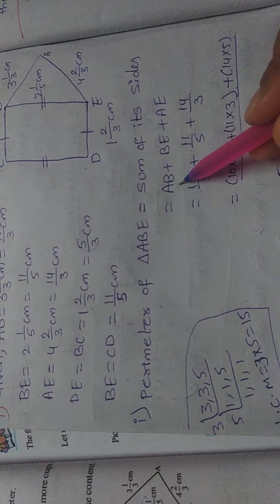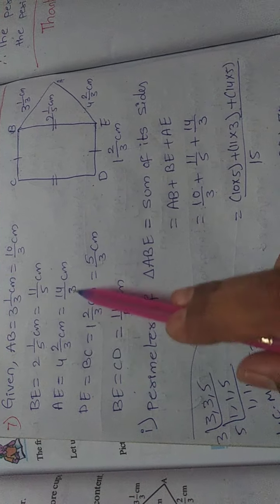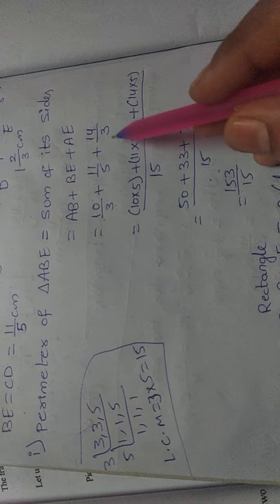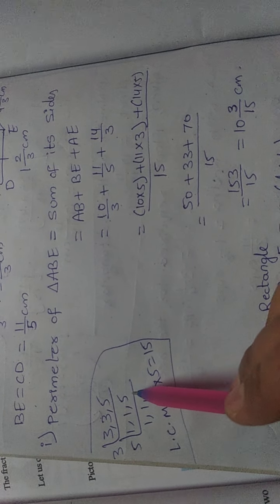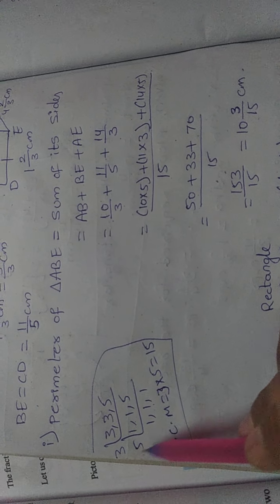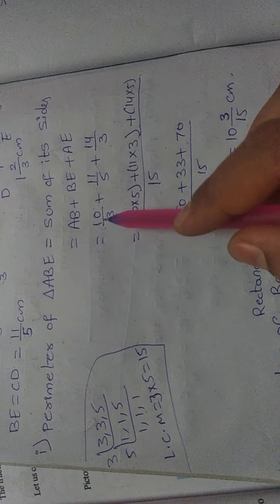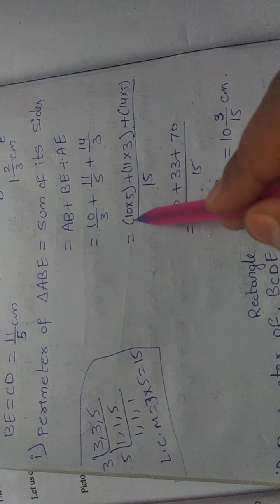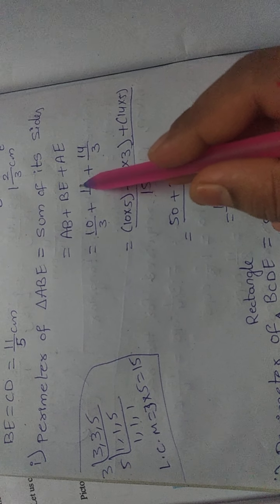AB value is 10/3, BE value is 11/5 and AE value is 14/3. And here denominators are different, so do the LCM like this. 3 1s are 3 and 3 1s are 3 and 5 write as it is. Next take 5, and 1s write as it is. 5 1s are 5. LCM is 3 5s are 15. So take here 15, and in the 3 table we are having 15, 3 5s are 15, so numerator also multiply with 5. 10 into 5 plus, and here 5 3s are 15, no? So numerator multiply with 3.